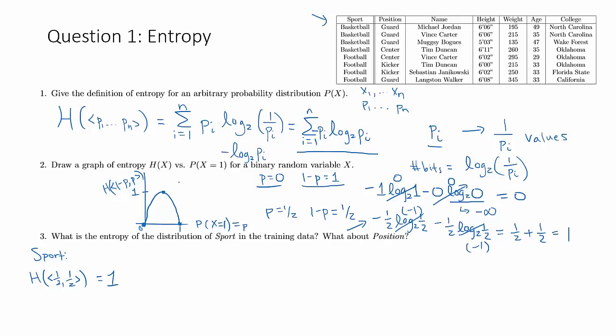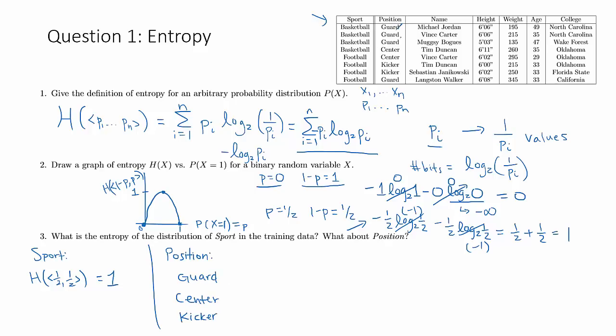We're also asked to compute the entropy of the position feature distribution. So for the position feature, it can take on 3 different values: the guard position, the center position, and the kicker position.